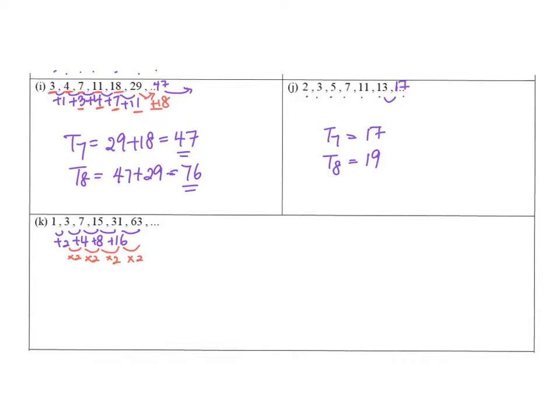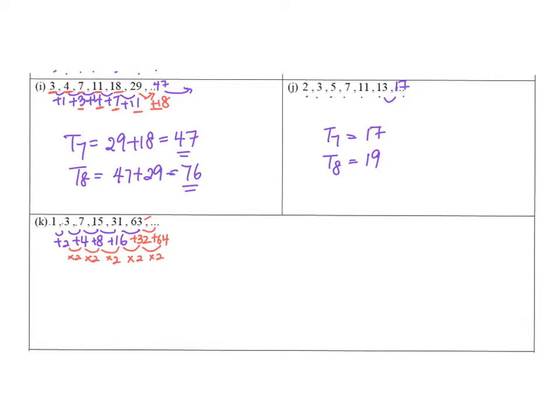So 16 times 2 will be 32. So is it a plus 32? 31 plus 32 gives you 63. Oh, that's true. That means I need to add the next number. To get the next number will be 32 times 2 to give you the number 64. So there will be a plus 64 down here.